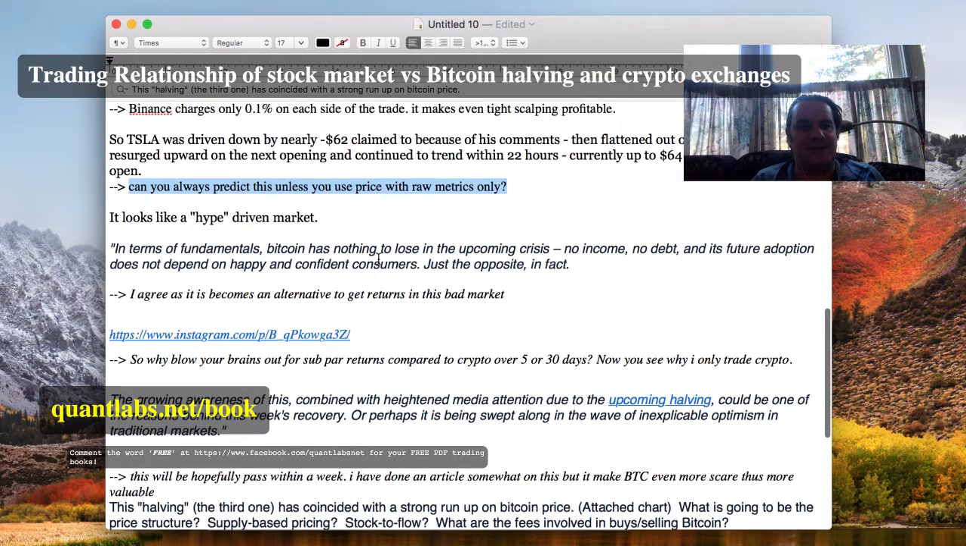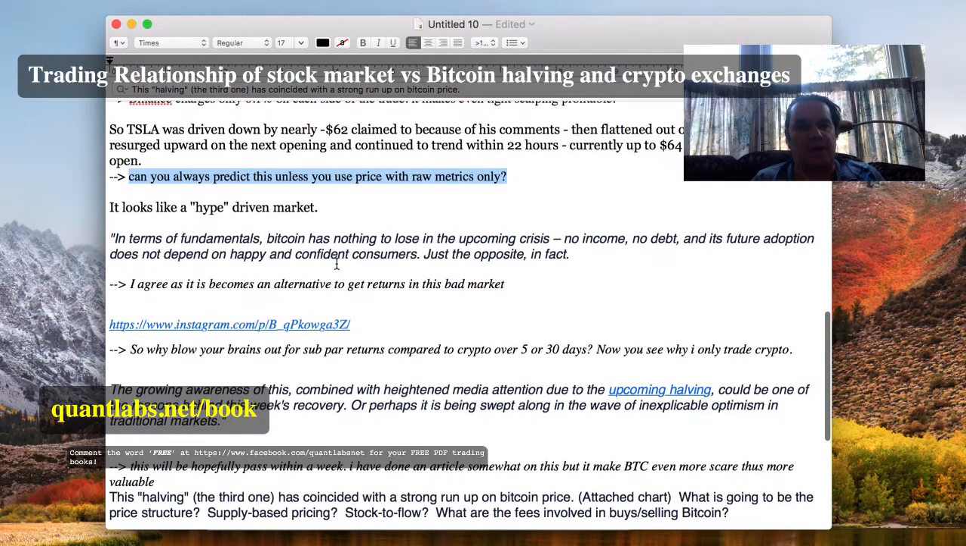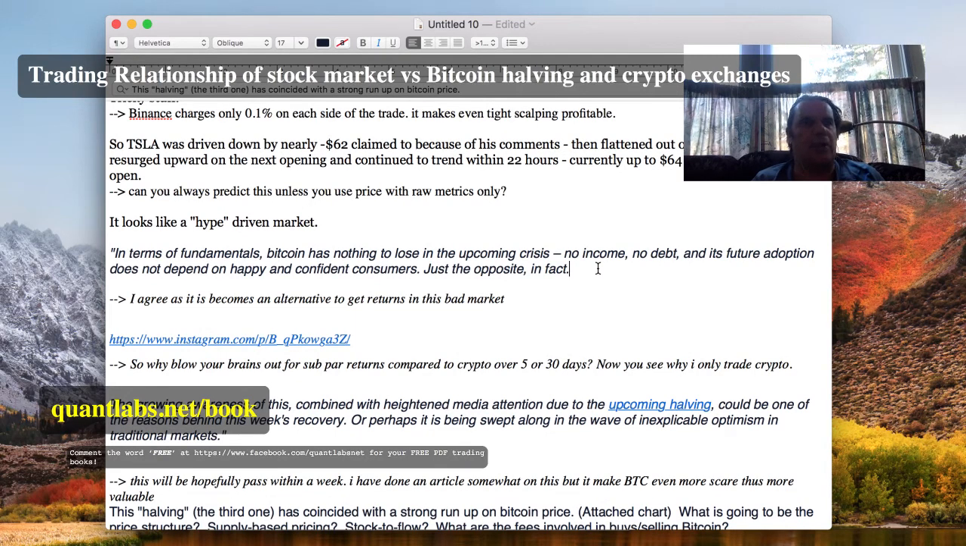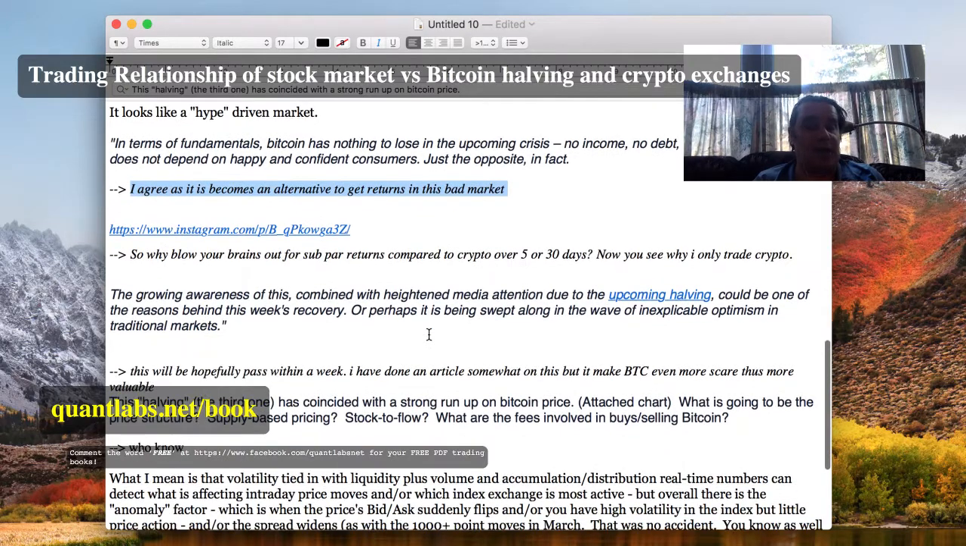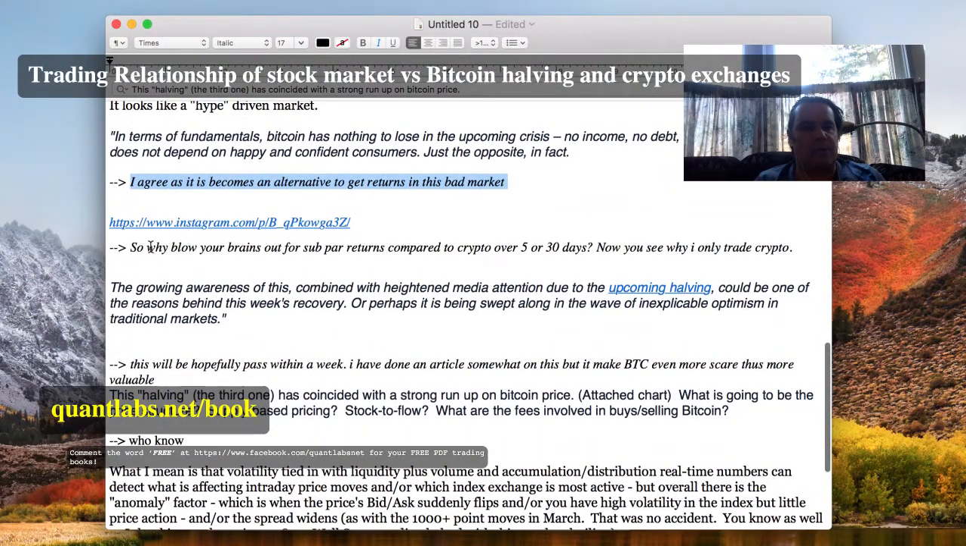In terms of fundamentals, Bitcoin has nothing to lose in the upcoming crisis. No income, no debt, and its future adoption does not depend on happy and confident consumers, just the opposite, in fact. That's true. The other big thing is nobody owns Bitcoin, and it's becoming decentralized, so nobody can get rid of it, nobody can turn it off. The only thing governments could do is control the access points to be able to get to it, and that's it. I respond with, I agree, it becomes an alternative to get returns in this bad market. If you're not seeing the latest upsurge, last week it went up $1,000, and today it went up immensely as well. So then here, I posted this Instagram post.